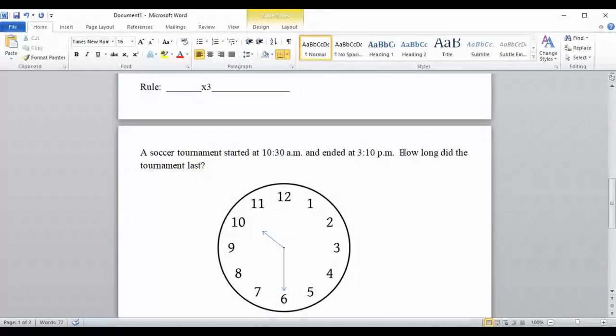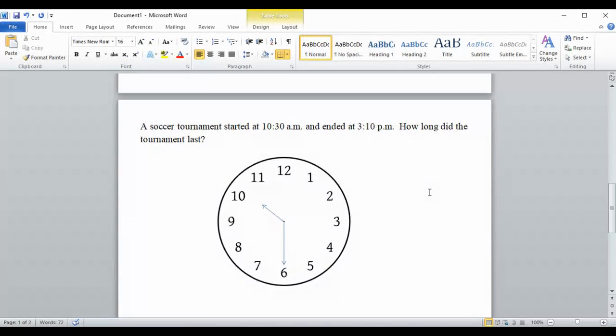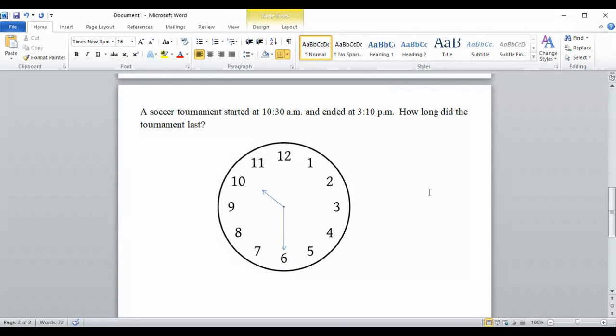And one of the word problems has to do with time. And I wanted to do an example problem with you regarding time. So this is our sample problem. A soccer tournament started at 10:30 a.m. and ended at 3 p.m. How long did the tournament last?